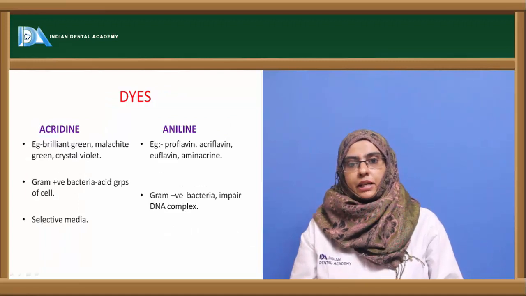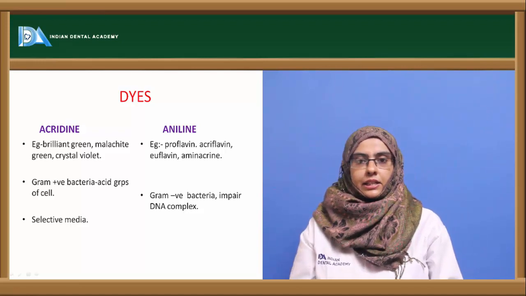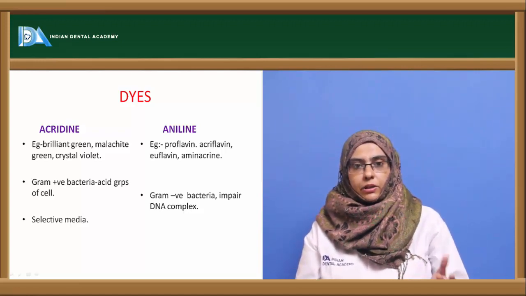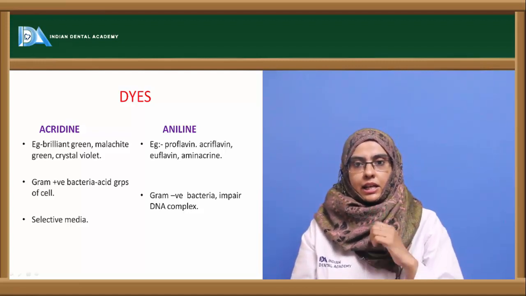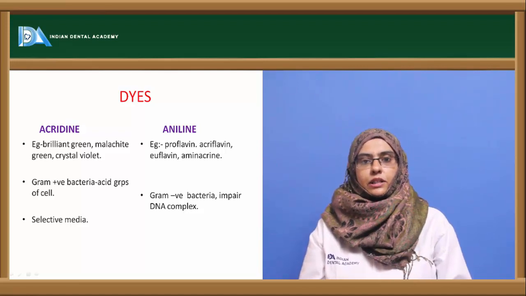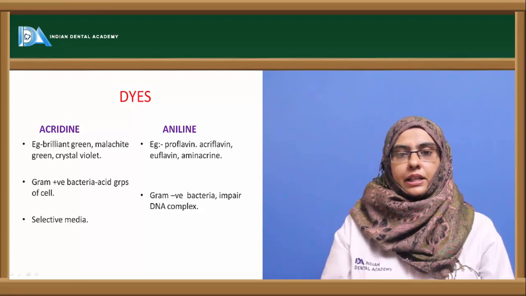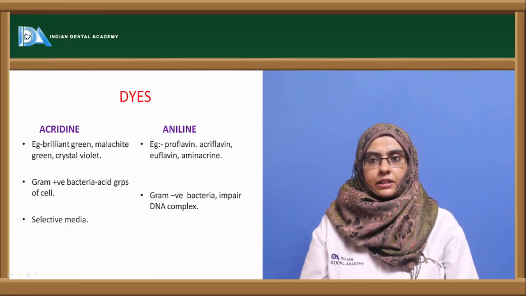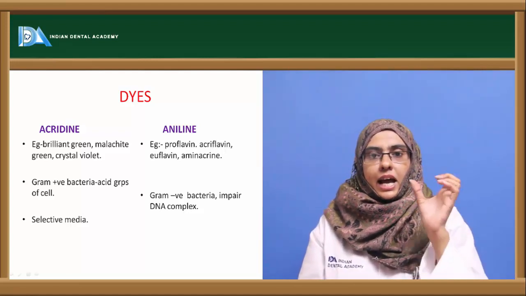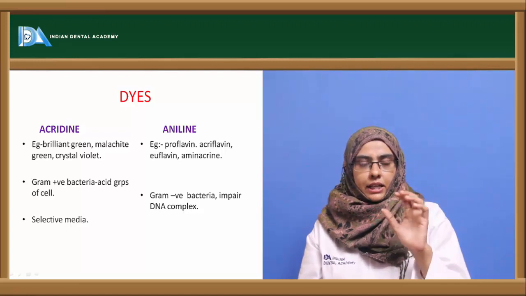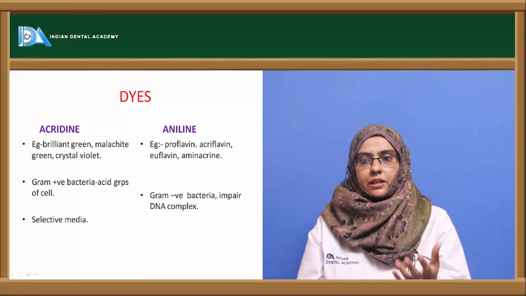The next type of chemical agents that are used are dyes. Dyes are of two types. They are acridine dyes and aniline dyes. Mostly these dyes are used in microbiology to stain the microorganism, but they do have certain bactericidal activity. They bring about the killing of microorganism. Examples of acridine dyes are brilliant green, malachite green, crystal violet, etc. And these dyes are mostly active against the gram-positive organism which have acid groups in their cell wall. They target the acid group on the cell wall, thereby forming pores on the cell wall and killing the microorganism.